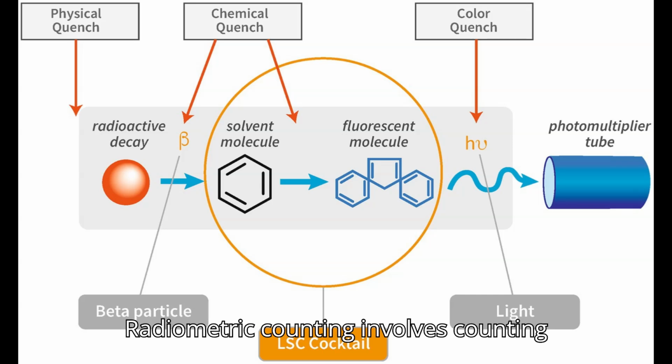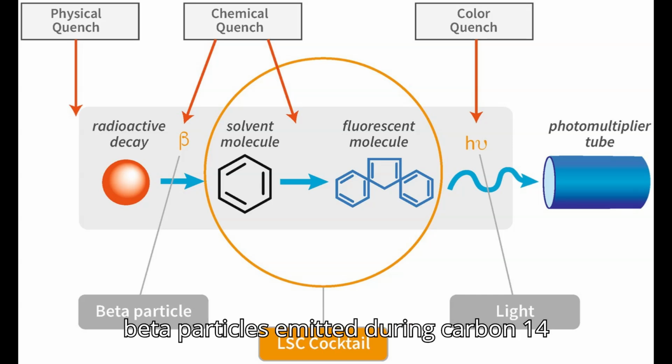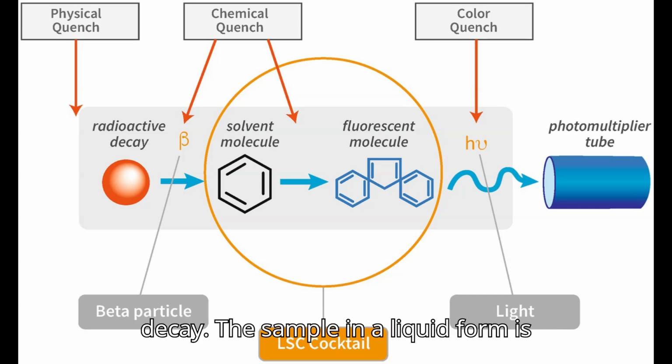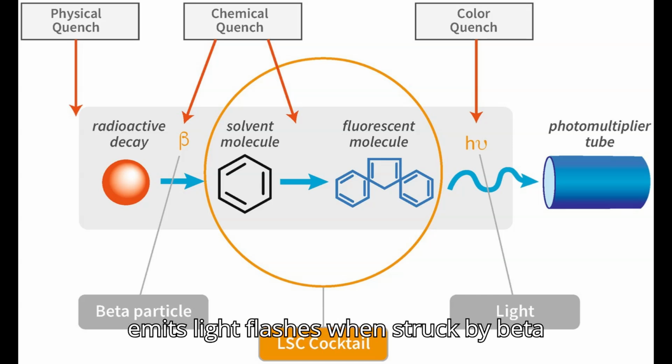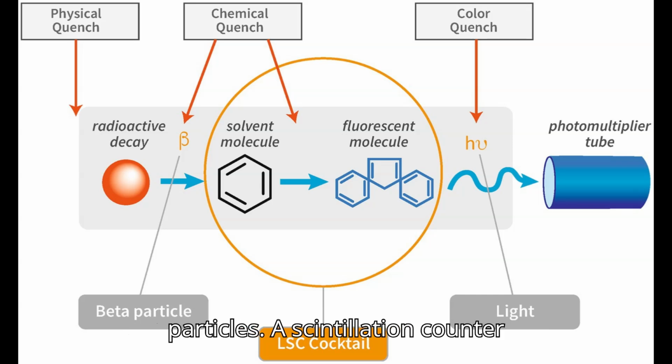There are 2 main methods for measuring the carbon-14 content of samples. Radiometric counting involves counting beta particles emitted during carbon-14 decay. The sample in a liquid form is mixed with a scintillation standard that emits light flashes when struck by beta particles. A scintillation counter measures the light flashes.